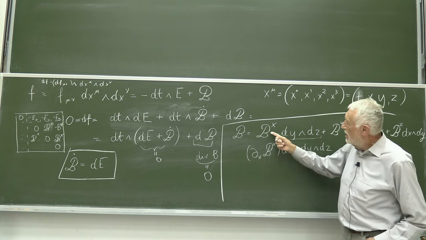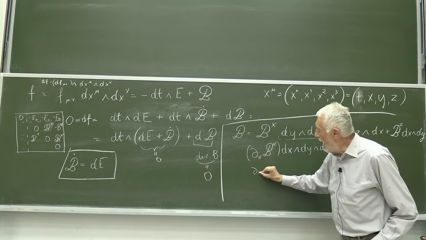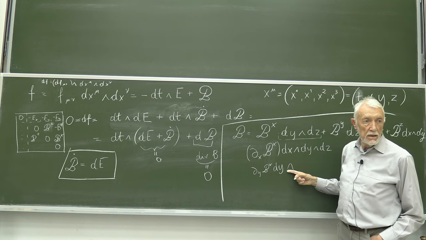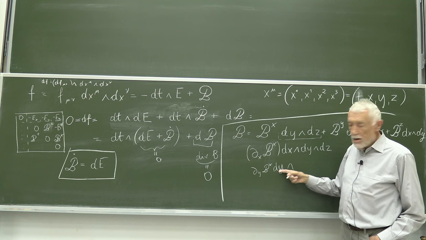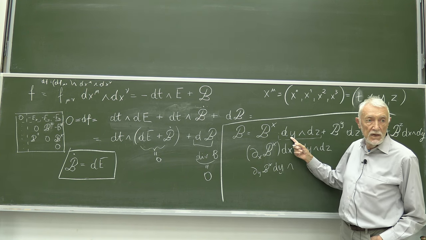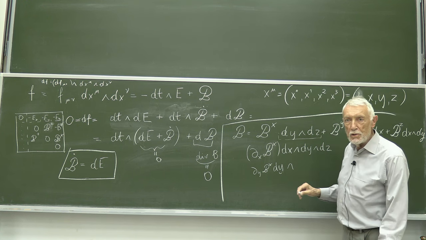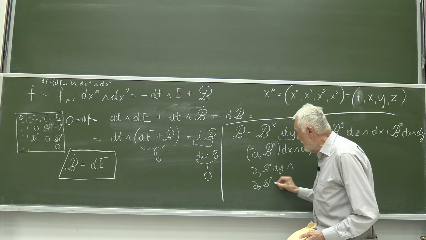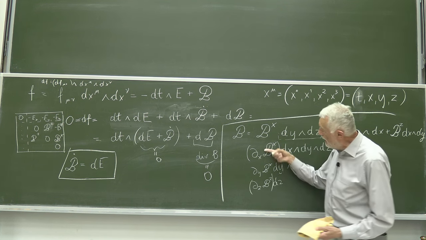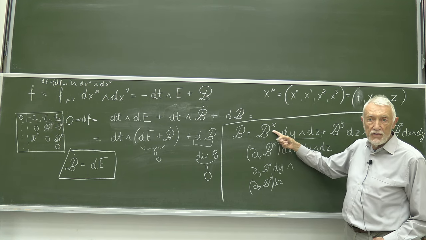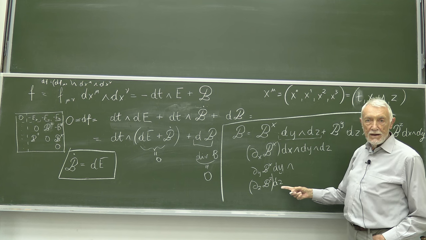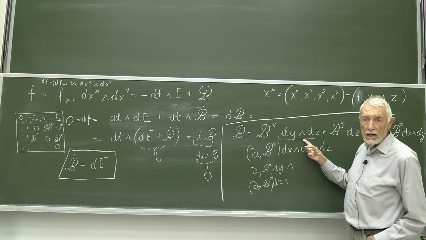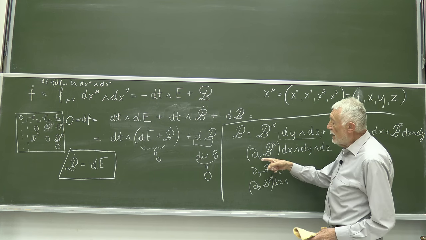But then I should put also dy Bx dy. But this gives zero. Why? Because dy meets dy, and this is zero. So it is not useful to write this term. Or similarly, dz Bx dz, which also belongs to the derivative of this function, does not give any contribution, because if I multiply it by what was here, it will be zero. Therefore, what remains? It remains only dx Bx.